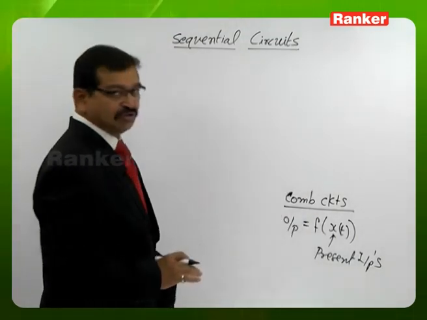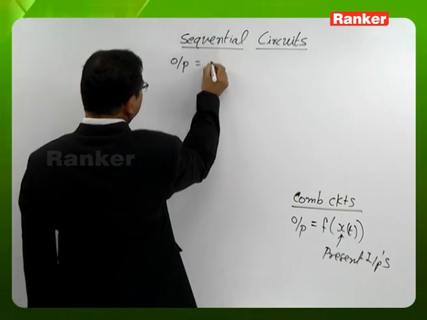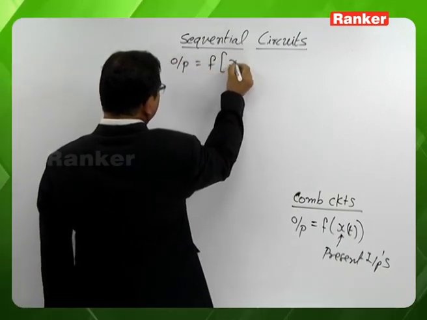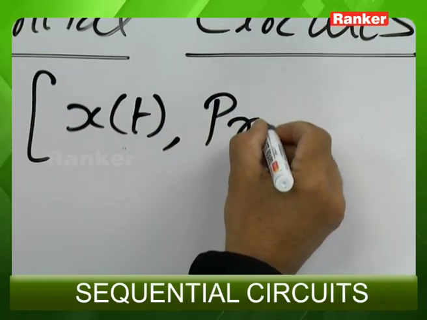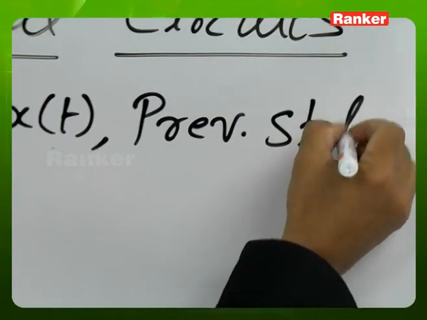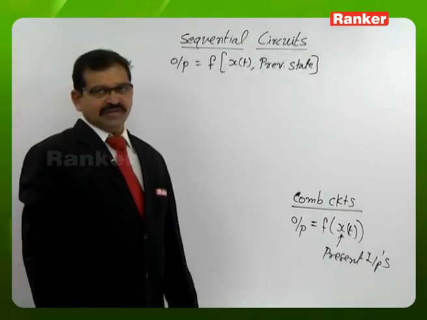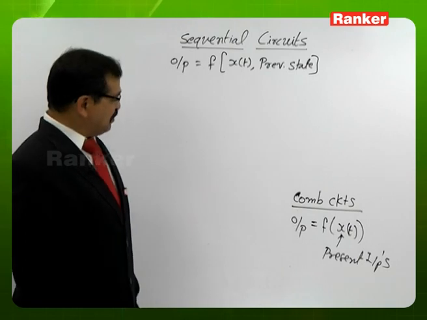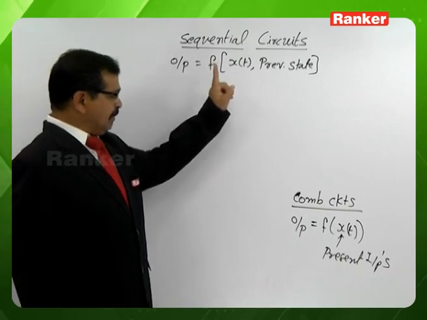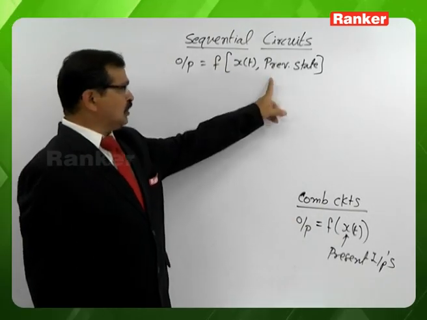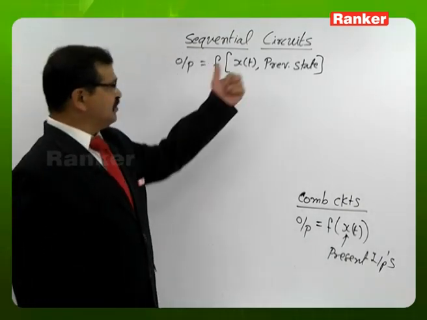Whereas in the sequential circuits, the output depends not only on the present inputs of the circuit, but also on the previous state of the circuit. So the difference we are looking at is, in the case of the combinational circuits, the output depends only on the present inputs, whereas in the sequential circuit, the output depends, a part on the present inputs of the circuit, also on the previous state of the circuit.